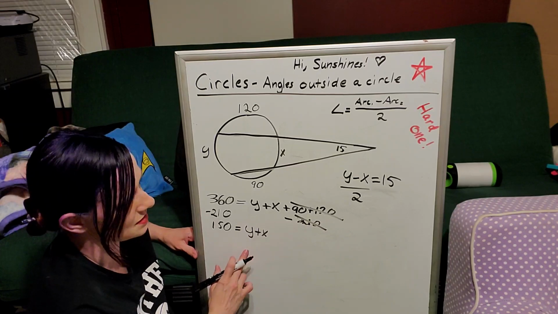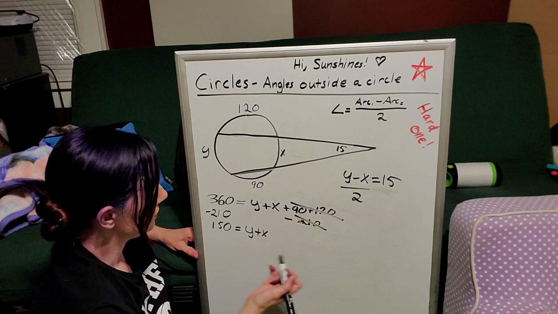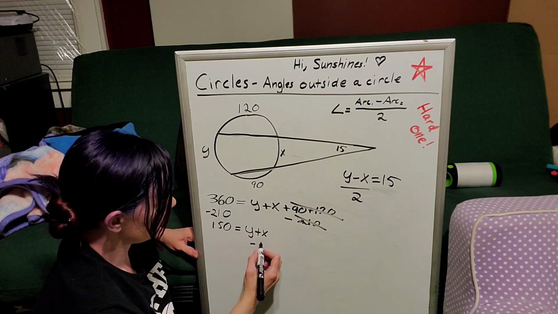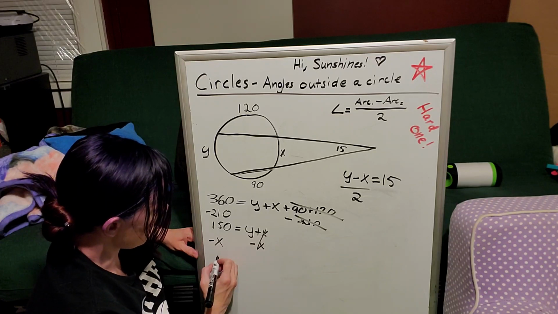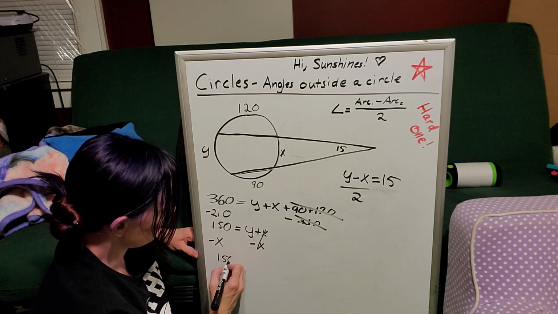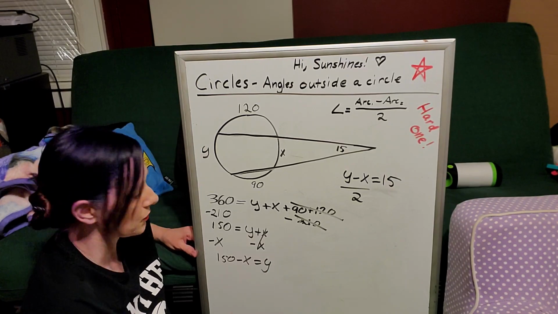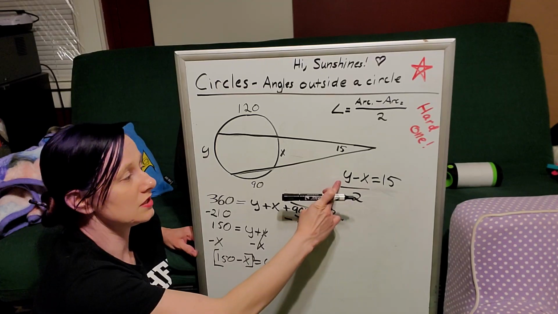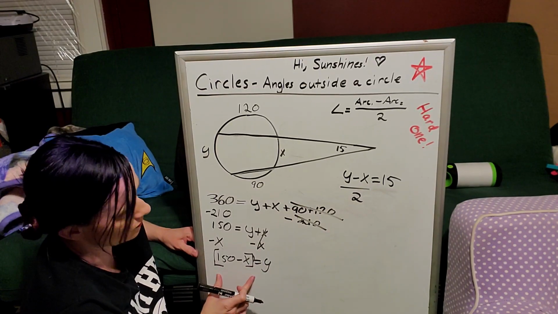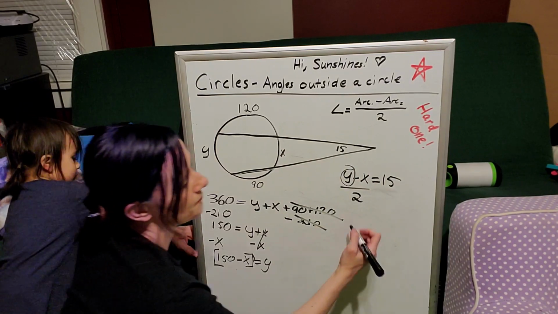I want y by itself because I want to substitute that y and replace it. So I'm going to subtract x from both sides. So I have 150 minus x equals y. So now I can replace that y over here with this value. So instead of writing this, I'm going to write this.